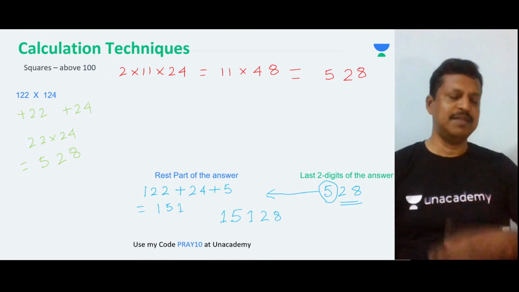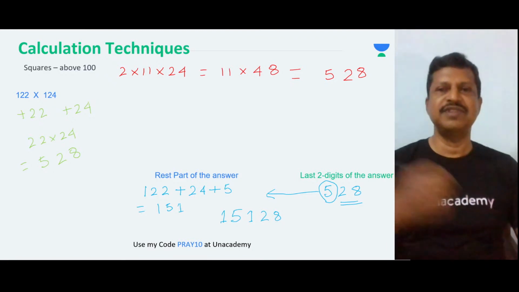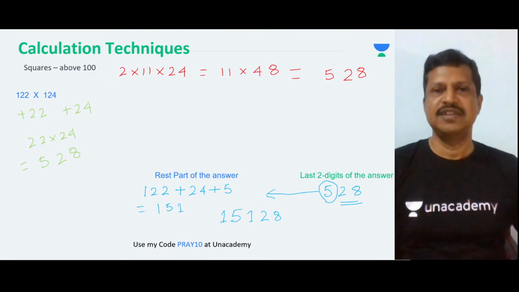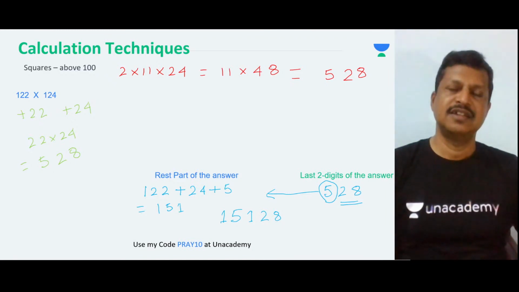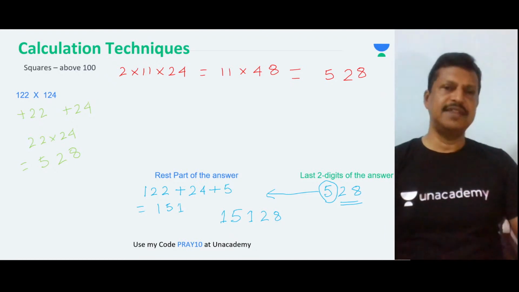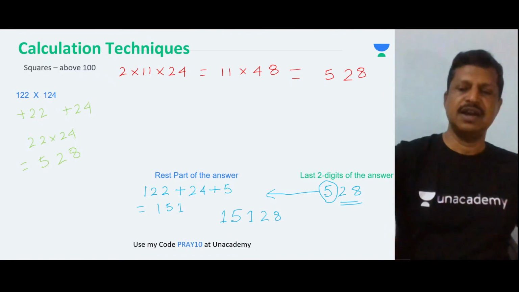Either you remember the multiplications or otherwise you can do it this way. Of course, I hope you have learned how to calculate any number multiplied by 11. All right. Okay, fine.